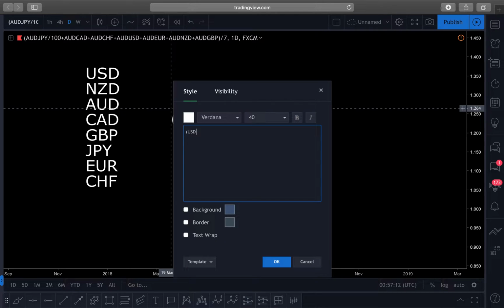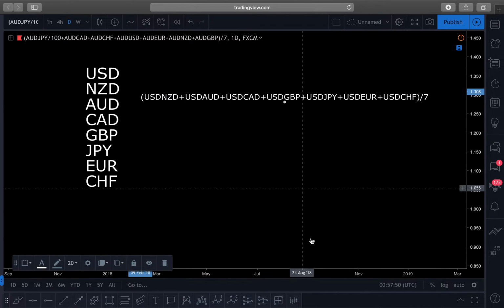You take US dollar and you put it against the first currency, New Zealand dollar. The order doesn't really matter in this case. Plus US dollar, then the second currency, AUD. US dollar, the third currency, CAD. US dollar, the fourth currency, pound. US dollar, Japanese yen, plus US dollar, euro, plus US dollar, CHF. You have added up 7 currencies to each other. Then to make it mathematically correct, you put an over 7 at the end of it. You're going to have to make sure that you put brackets on either side as well.